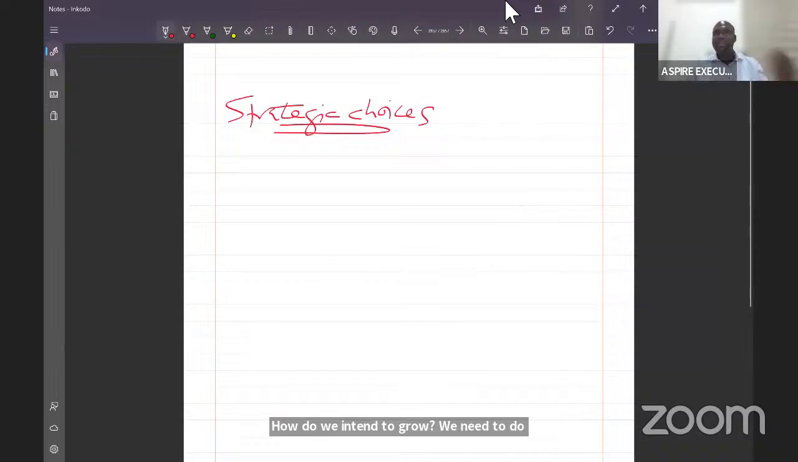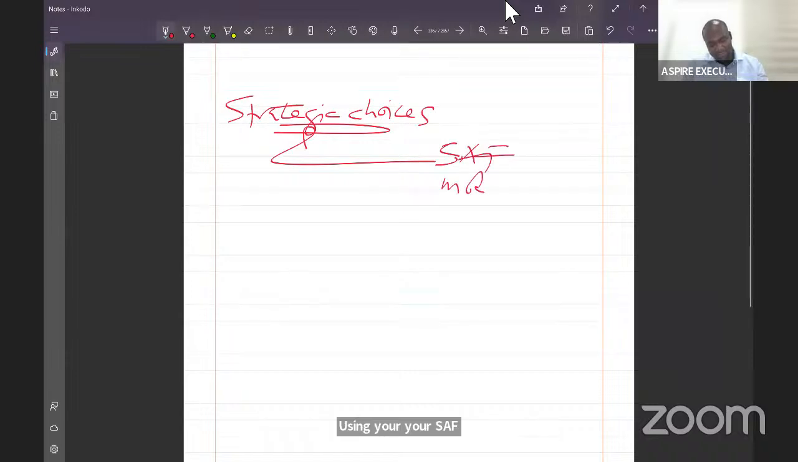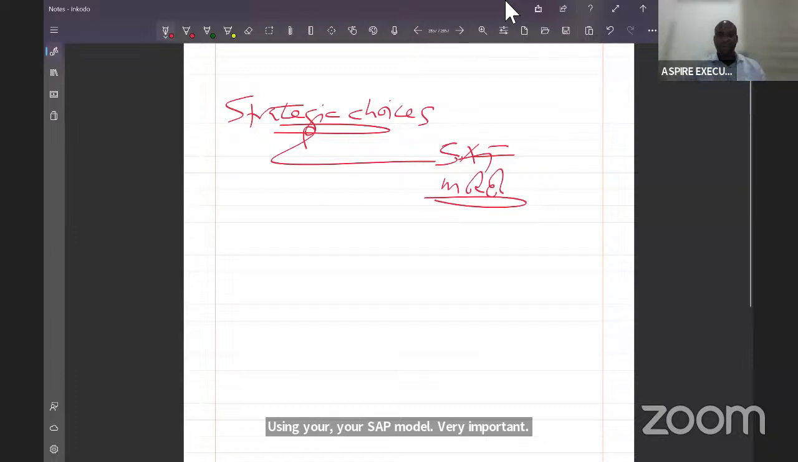Should we look at corporate parenting? What parenting decisions are we supposed to make? All that must be looked at from the choices. And you need to evaluate the choice using your what? Your SAF model. Very important. Are we together? Evaluate all the choices, the potential choices, using the SAF model.